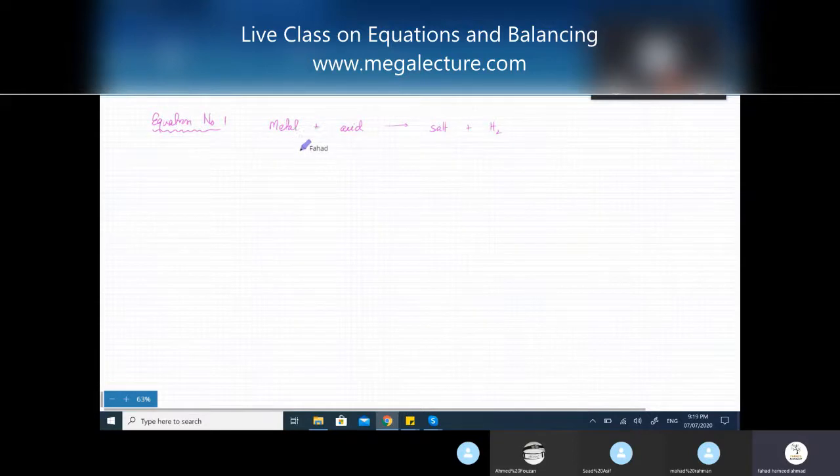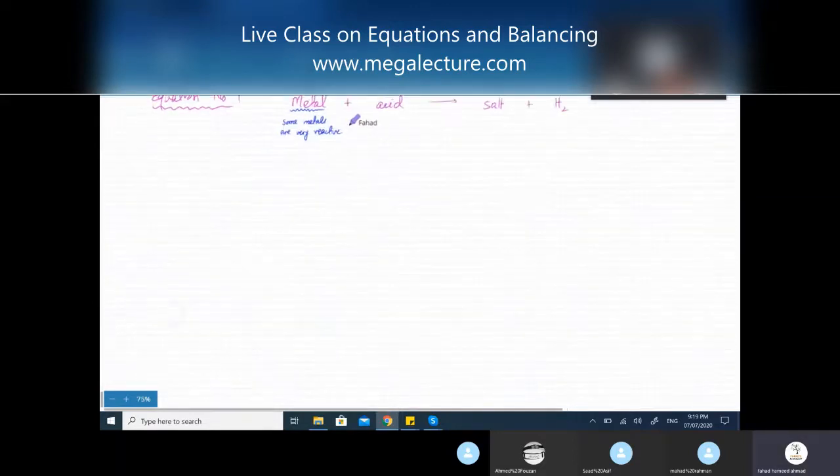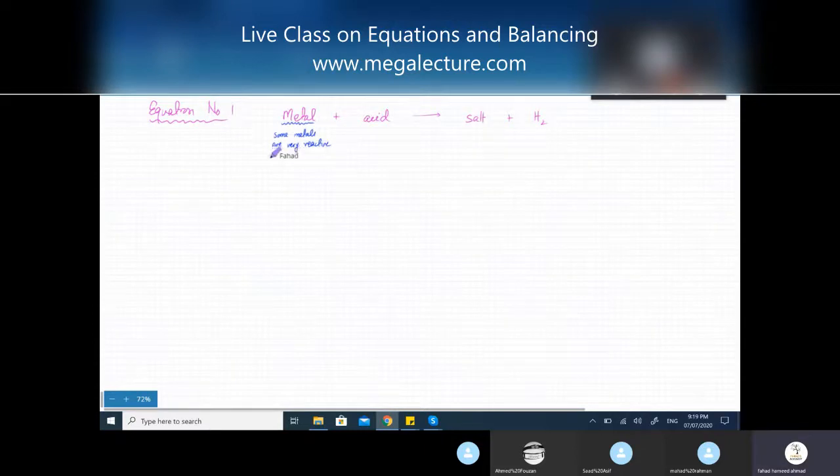So the first thing, before making an equation, let's talk a little bit about metals. Now, the issue with this reaction is that not all metals behave in the same way. Some metals are very reactive, some metals are very unreactive. For example, you must have heard about sodium. Sodium being very reactive. So some metals are extremely reactive, while some are very unreactive. Let's think of sodium as a very reactive metal, while some metals are very unreactive.